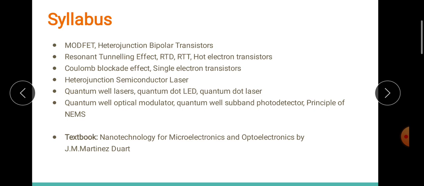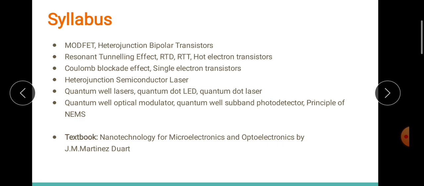We have already seen the resonant tunneling effect in the previous module, and we shall see various devices based on resonant tunneling effect, the resonant tunneling diodes and transistors, as well as the hot electron transistors. We have seen the hot electron effect. We shall study the transistor based on that. Again, we have familiarized ourselves with the Coulomb blockade effect. We shall see the single electron transistors based on Coulomb blockade effect. That is the first section of our sixth module.